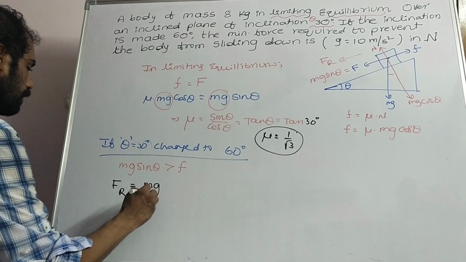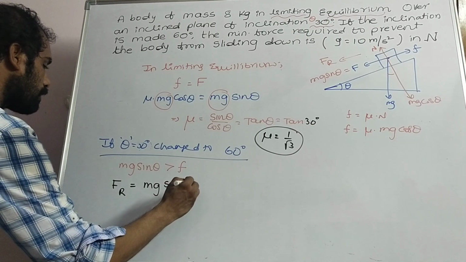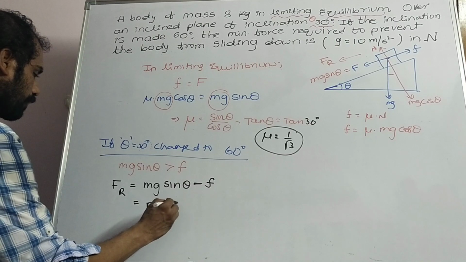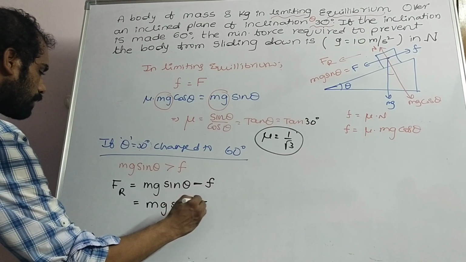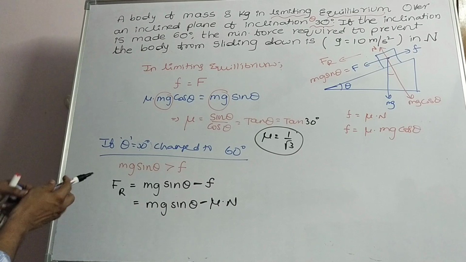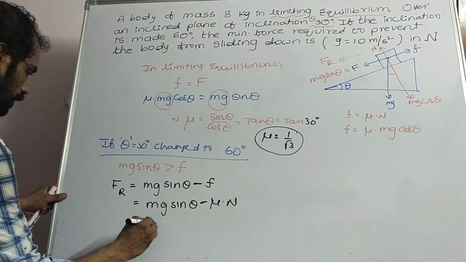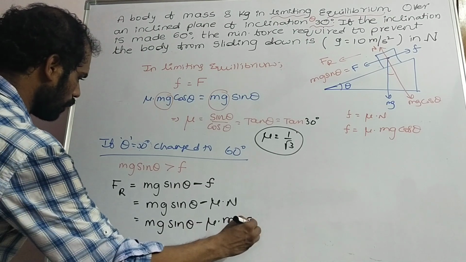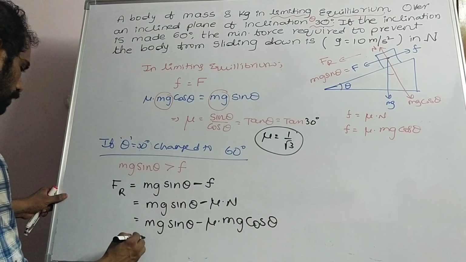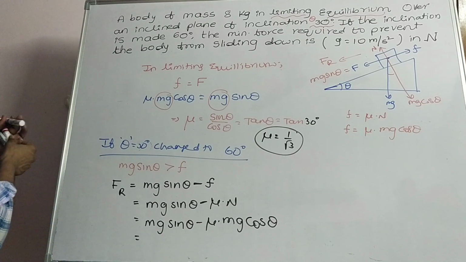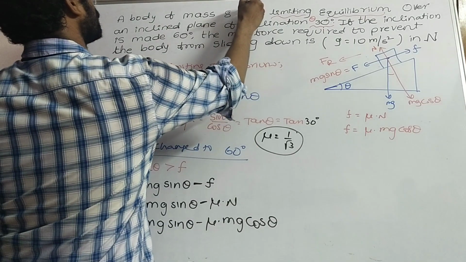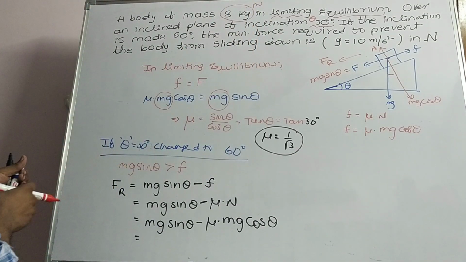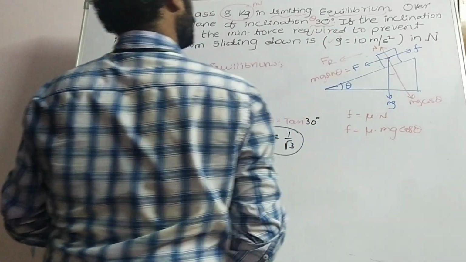So mg sin theta minus F, that is equal to mg sin theta minus mu into N. Now, mg sin theta minus mu into mg cos theta, that is equal to... what about the mass? Mass of the body is 8 kg, and acceleration due to gravity is given as 10 meter per second square.